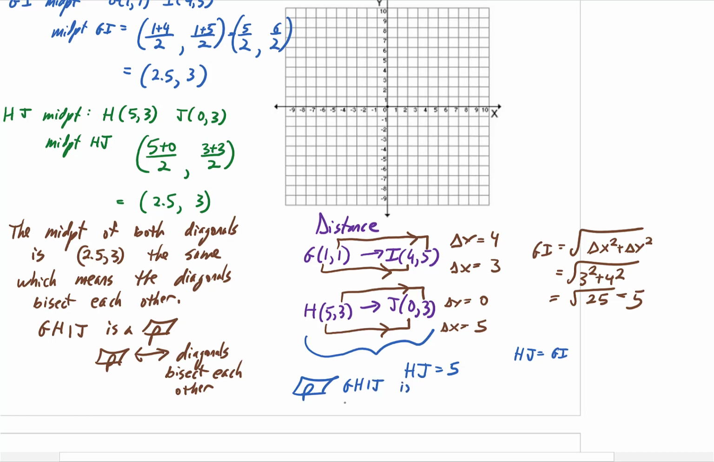So we can now say parallelogram GHIJ is a rectangle. Why? Because a parallelogram with congruent diagonals is a rectangle. Okay.